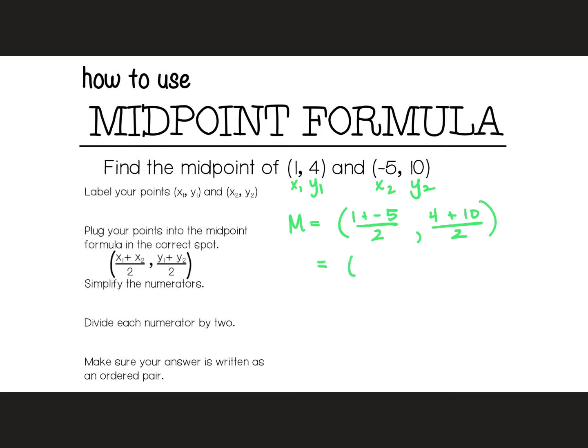So now we'll simplify the numerators. 1 plus a negative 5 is the same as 1 minus 5. That's negative 4. We'll divide by 2. Then we'll take 4 plus 10, which is 14, and divide by 2. So that gives us a final answer of negative 2, 7. And again, like I said, this is an ordered pair for the answer.